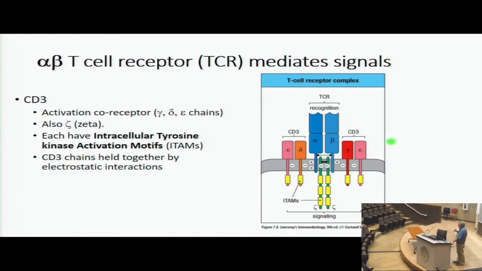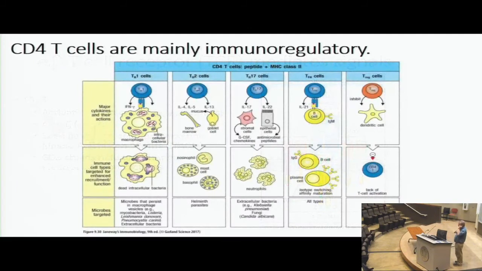So all of these signaling proteins have these ITAMs. That's immunoreceptor... I thought it was immunoreceptor... I think it's immunoreceptor tyrosine activation motif. Anyway, these are the regions of the signaling molecules that get phosphorylated, and that's an important first step in the activation pathway. So there's the T cell receptor complex. Its only function is signaling. So let's look at what these CD4 cells and CD8 cells are like.